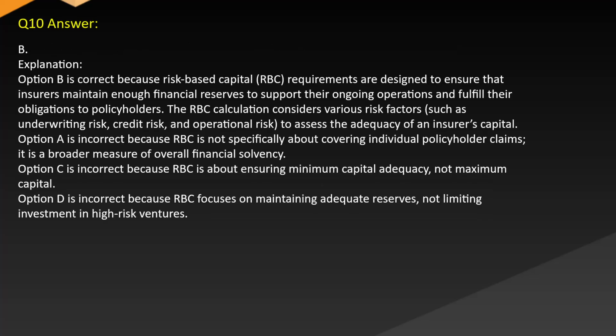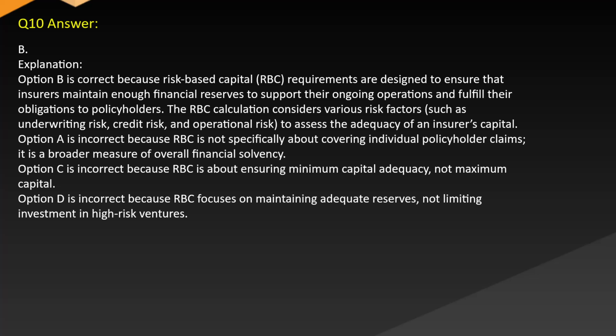Answer B. Explanation. Option B is correct because risk-based capital (RBC) requirements are designed to ensure that insurers maintain enough financial reserves to support their ongoing operations and fulfill their obligations to policyholders. The RBC calculation considers various risk factors such as underwriting risk, credit risk, and operational risk to assess the adequacy of an insurer's capital. Option A is incorrect because RBC is not specifically about covering individual policyholder claims.